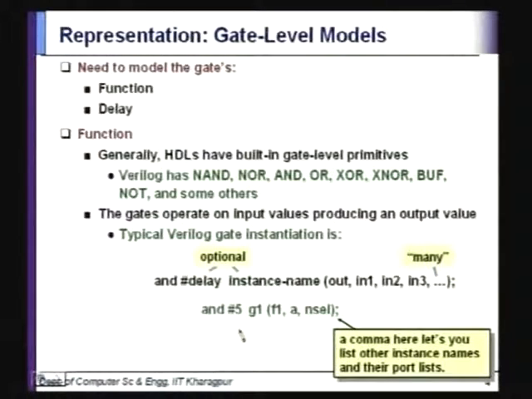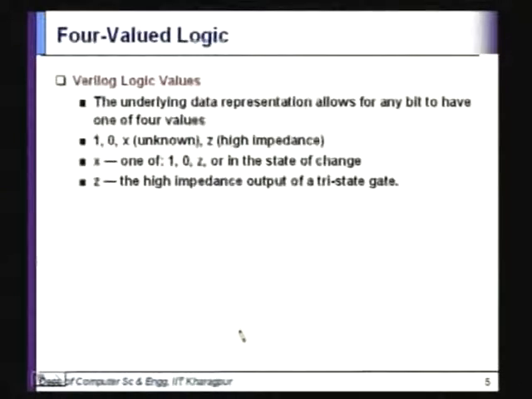Now, in Verilog we have 4-valued logic. What are the logic values? They are 1, 0, X, which stands for unknown, and Z, which stands for high impedance. X is one of 1, 0, Z, or it could even be in the state of change, but which one of these we do not know. So it is not that it does not have a value, it has a value, but which value we do not know. That is why we call it unknown.